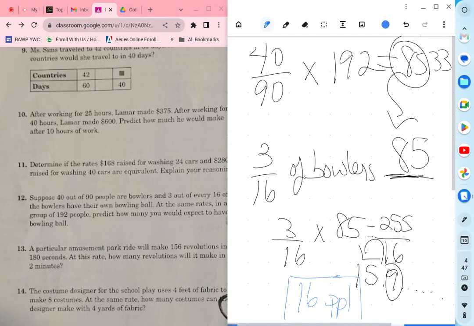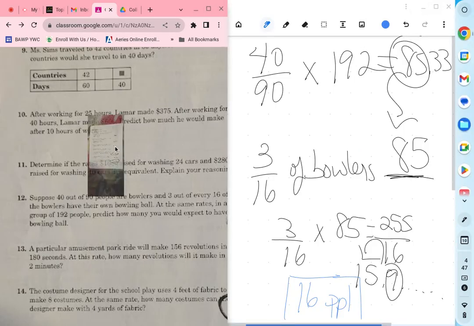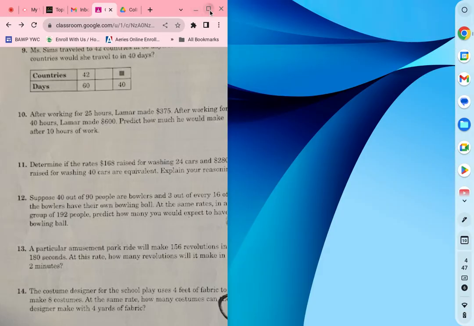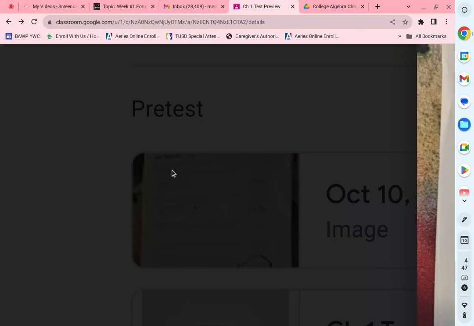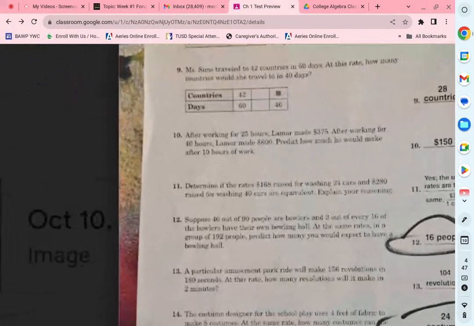This is the way I decided to work these problems today, depending on the math we've been learning. You catch me tomorrow, I might do it a whole other way. This is how I'm doing it today, though. So our answer is 16 people, and that is the answer that we got on our paper. So there you have it, kiddos. That is our work for today.